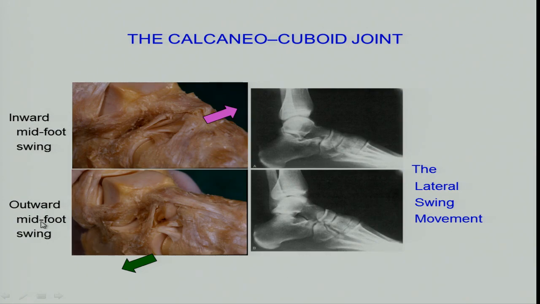Here there's outward midfoot swing. So it's come this way and the cuboid has slid medially relative to the calcaneal distal articular surface. And even at this stage, can I point out to you that the talus has moved backwards and the articular surface of the posterior joint of the calcaneal facet is exposed because the talar facet has moved backwards.